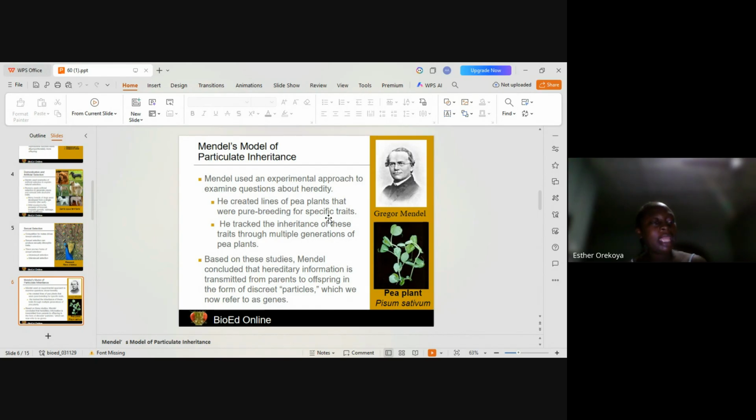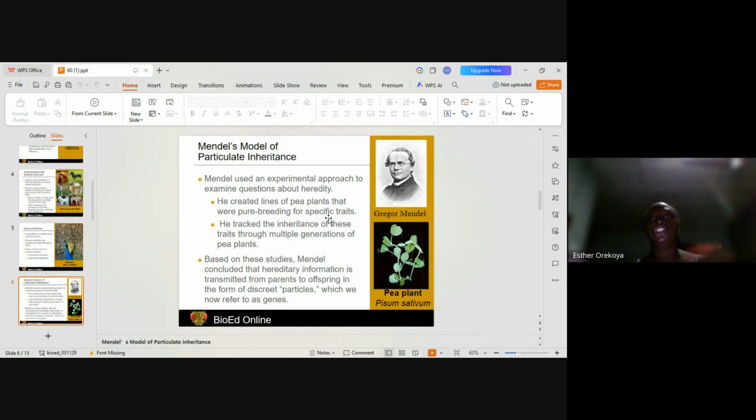Now, talking about Mendel's law of genetics. In his experiments, Mendel used an experimental approach to examine questions about heredity. He used pea plants that were pure breeding for specific traits, and he was able to track the inheritance of these traits through multiple generations of the pea plant while he was breeding them. So Mendel concluded that heredity information is transmitted from parent to offspring through what?